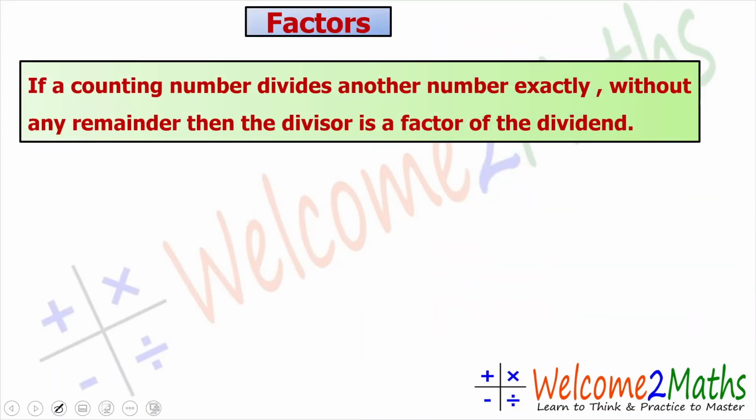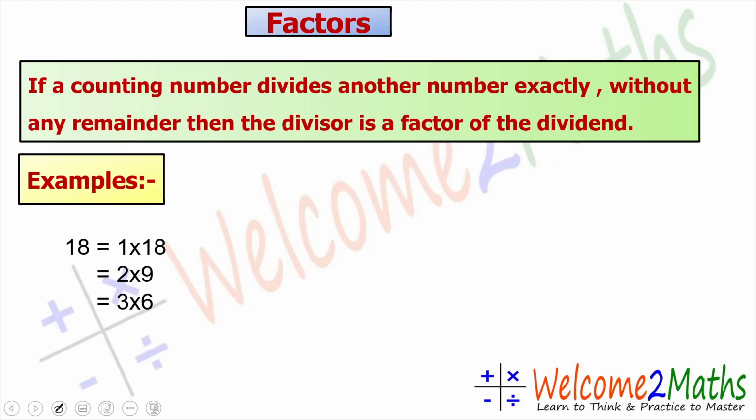So at first, what are factors? If a counting number divides another number exactly without any remainder, then the divisor is a factor of the dividend. Okay. So let's see some examples to make the concept more clear.